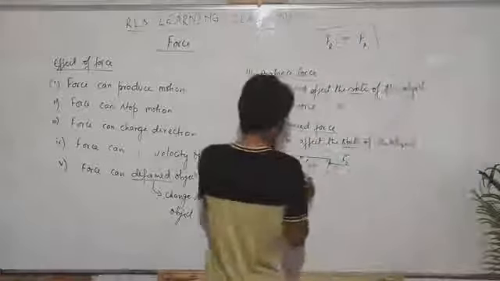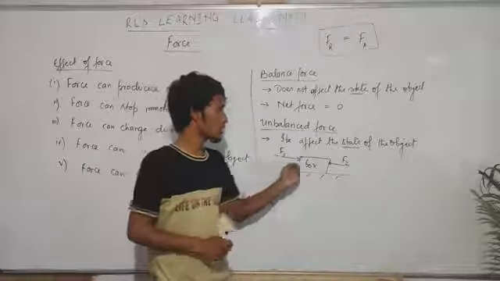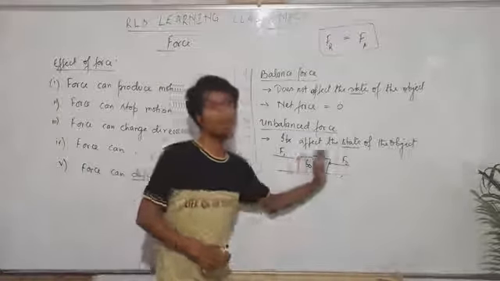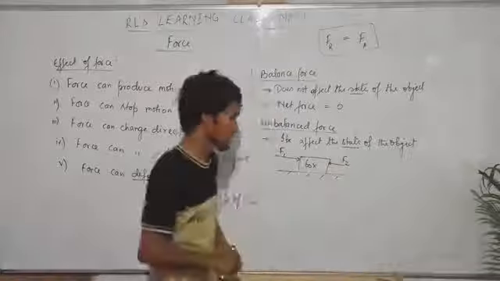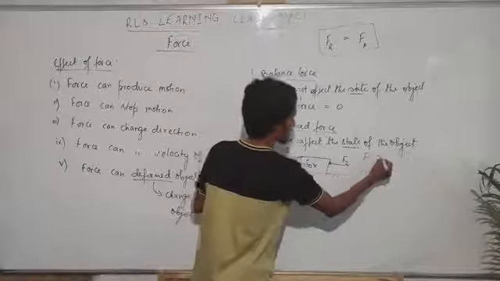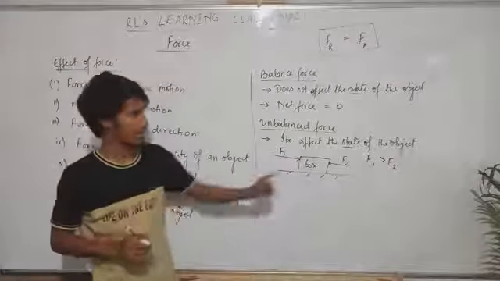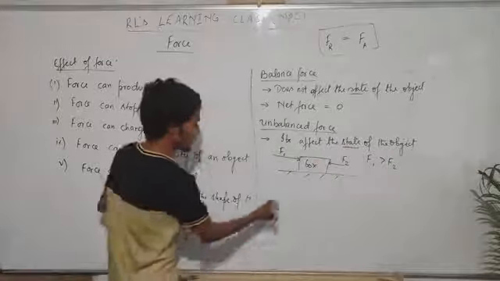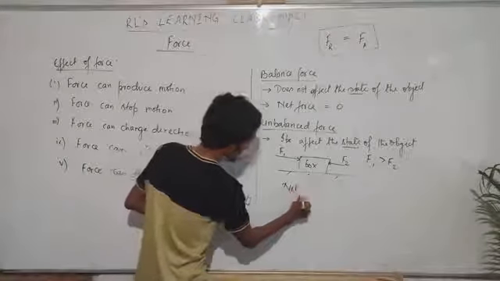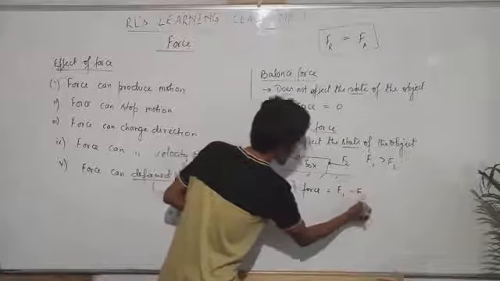Now this box did remain at the same place. If this one is strong and this one is weak, then this box will move in that direction. In this case, F1 is greater than F2. They are not equal anymore. The net force is equal to F1 minus F2.